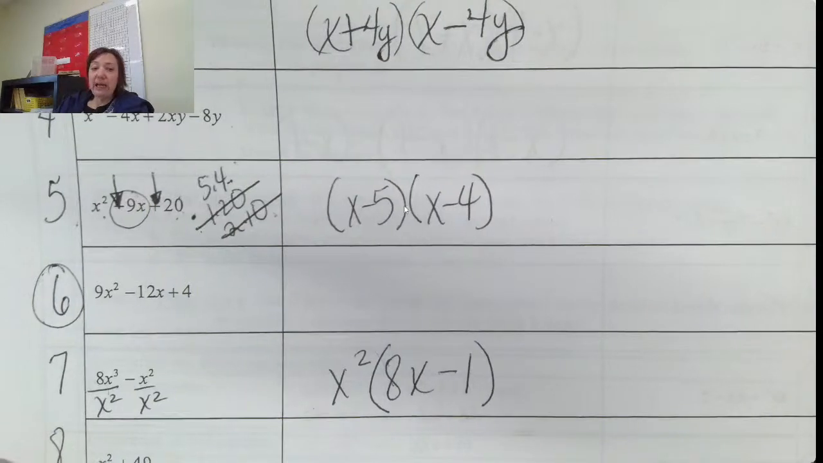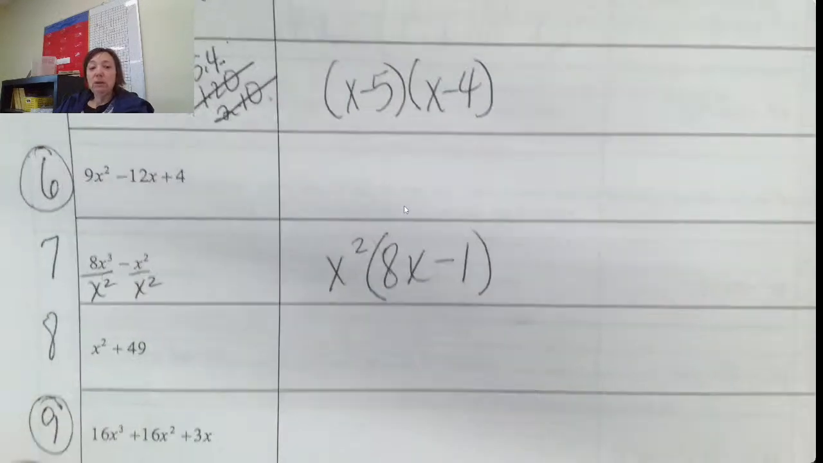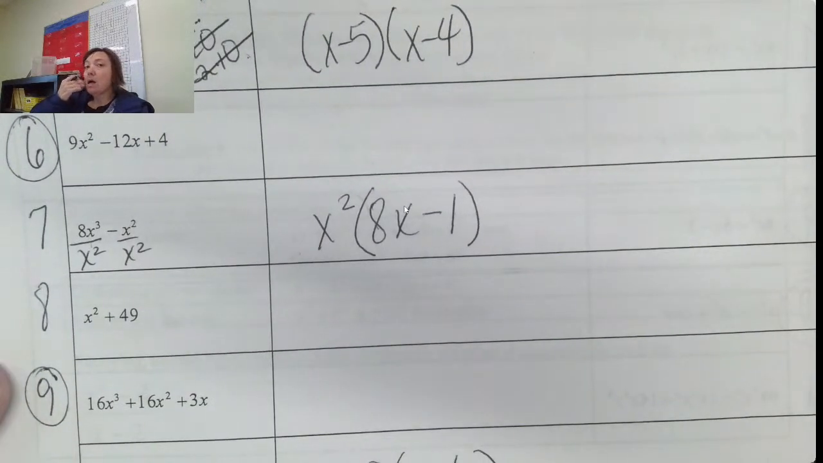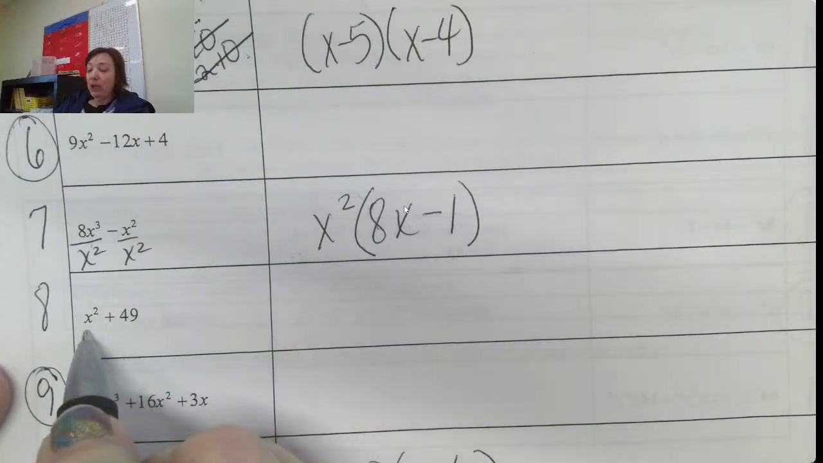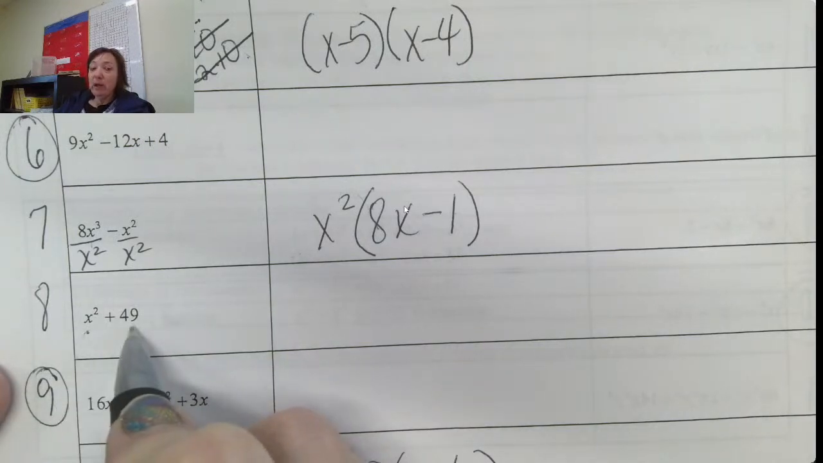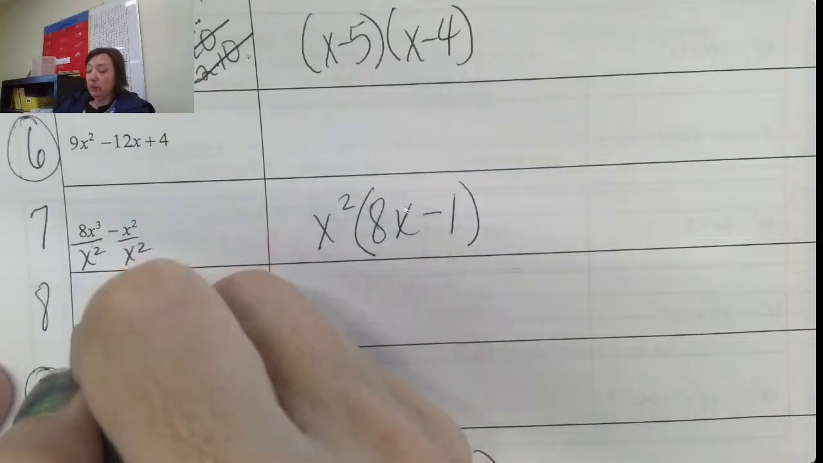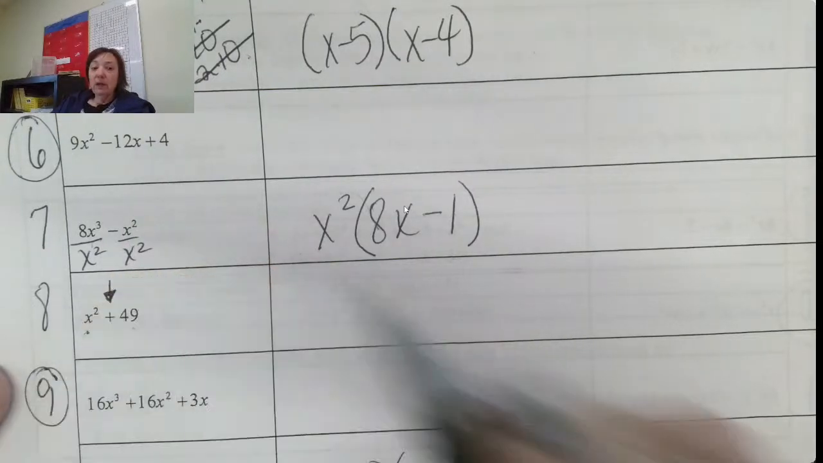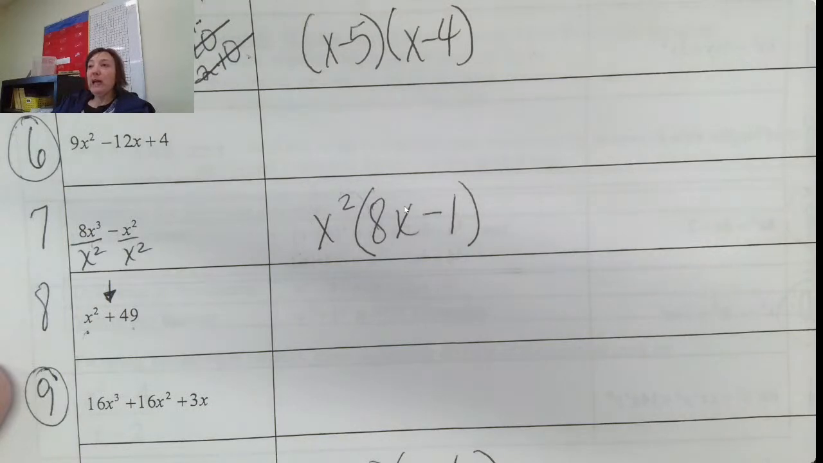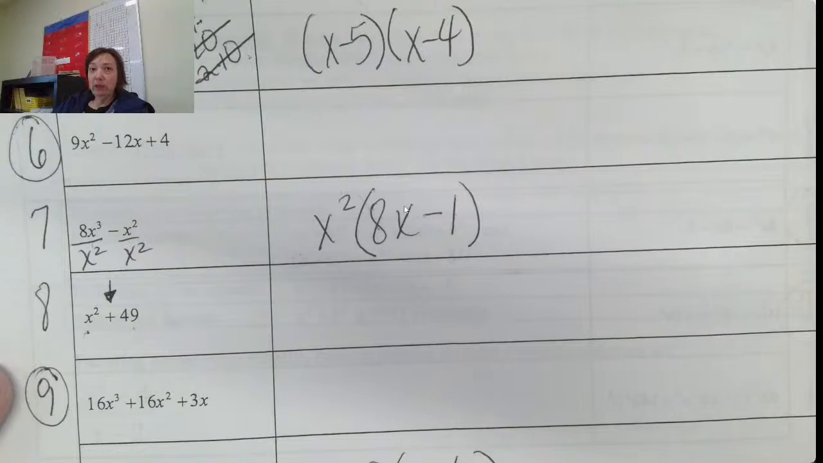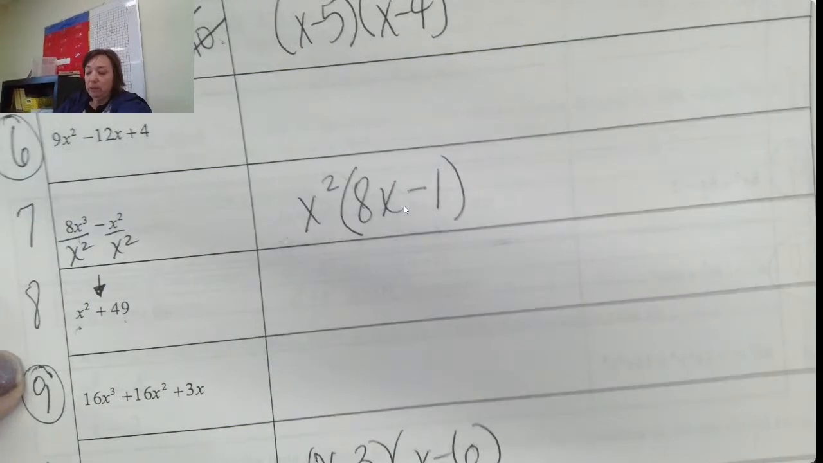Right, look at 8. Is 8 a difference of two squares? Are you sure? So x squared is a perfect square. And 49 is also a perfect square. But look at this sign. That's a positive, which means we would have to multiply either two negatives or two positives. Right? So let me grab my little scratch paper here.